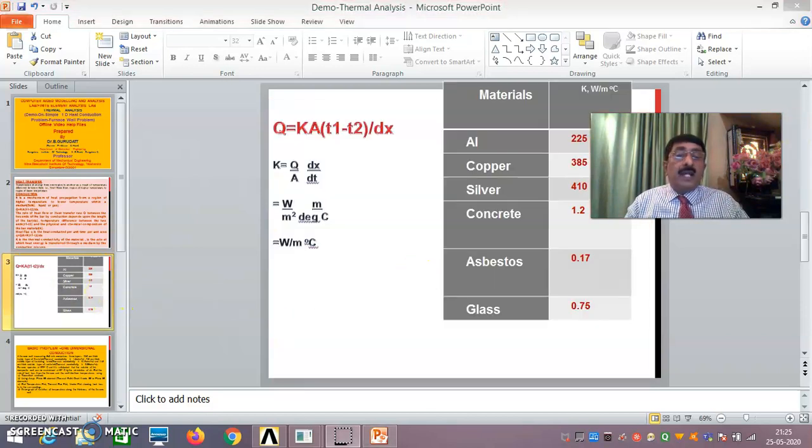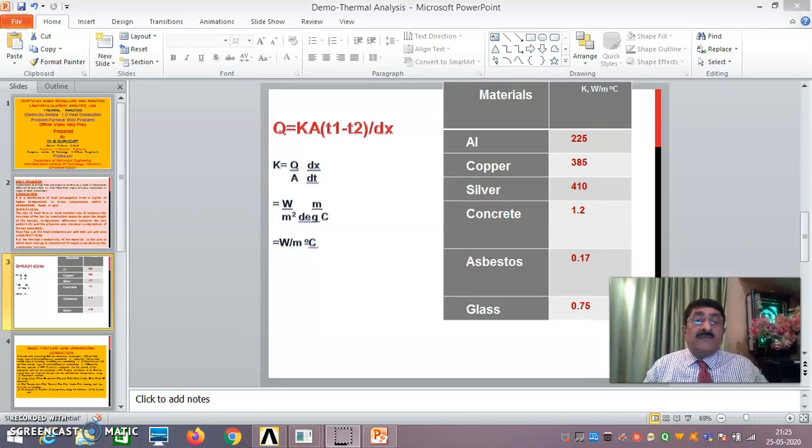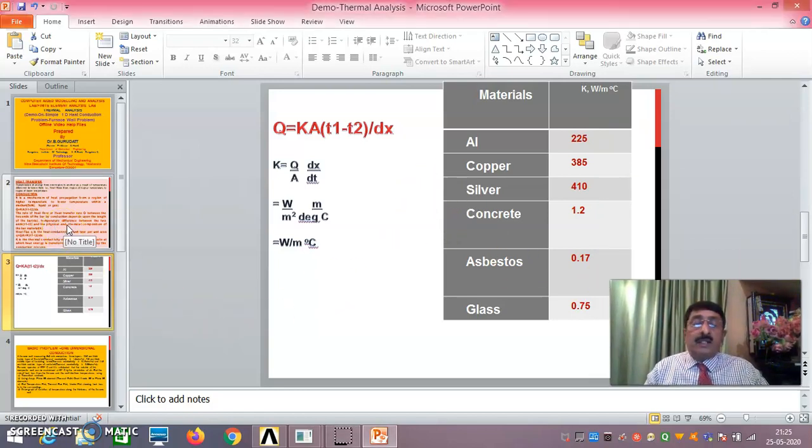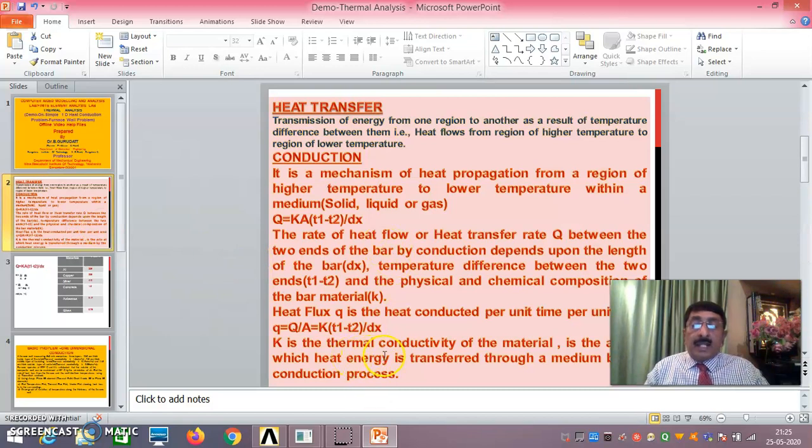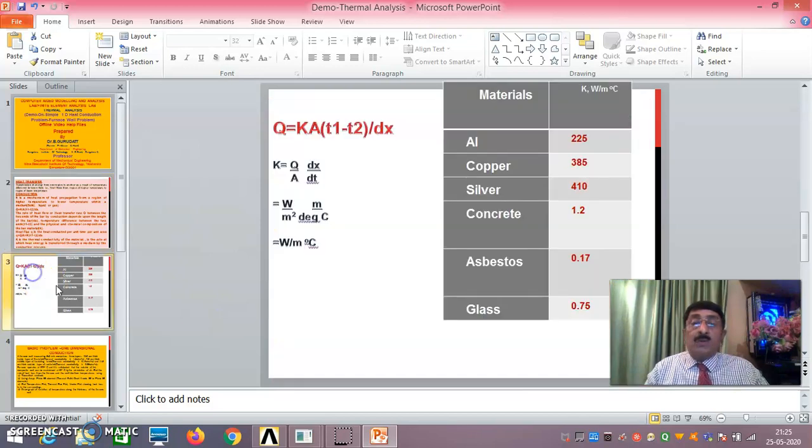Okay, as you see here, I've told you, K is the thermal conductivity, the rate at which heat energy is transferred through a medium. If the medium is aluminum, the rate is 225. Through copper it is 385. Through silver it is 400 watt per meter degree centigrade.